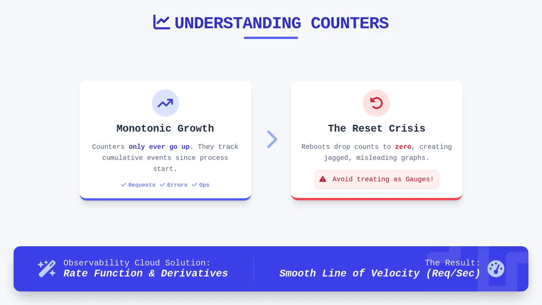If you treat a counter as a gauge, you will see a jagged, resetting graph that hides the actual throughput of your service, whereas applying the correct derivative or rate function transforms that raw cumulative value into a smooth, actionable line of velocity.